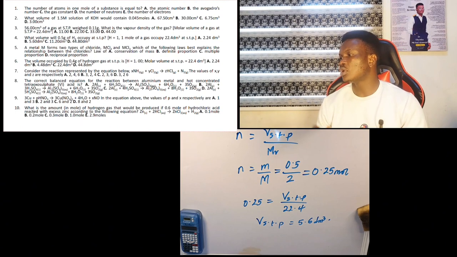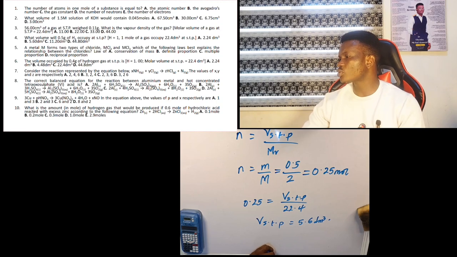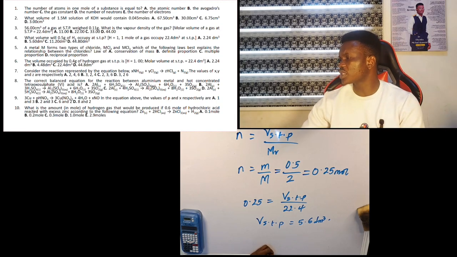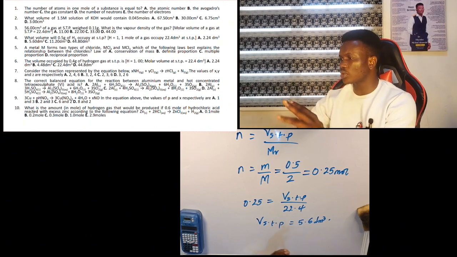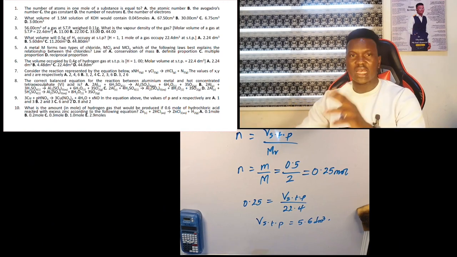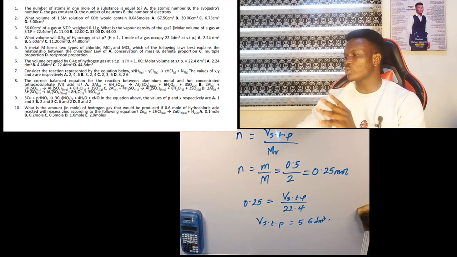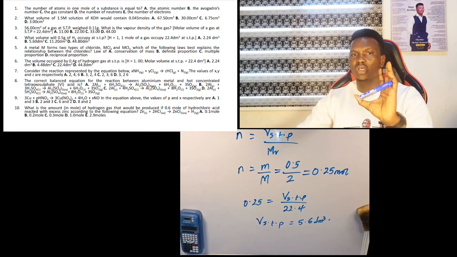So number 7, consider the reaction represented by the equation below. XNH3 plus YCl2 to give ZHCl plus N2. The values of X, Y, and Z are respectively. So now, they want us to balance the equation. That's why they put X, Y, and Z. And in the previous classes, I already taught how to balance equations by inspection or by simultaneous equations. But if you do not know, that's not a problem.